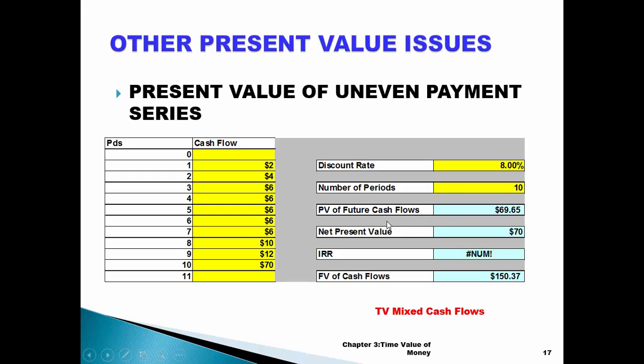Now there are 2 numbers we can get from this. The present value of those cash flows, if you find the present value of each of these individually and add them all up, is $69.65. The future value would say, if I reinvested each of these cash flows at 8%, what would I have at the end of the 10th year? And the answer is, you'd have $150.37. So we can look at individual cash flows, we can look at cash flows that are equal every period, and in this case, we can look at uneven cash flow streams.